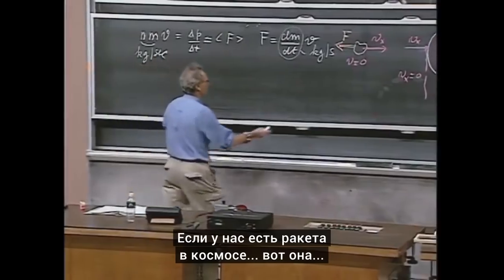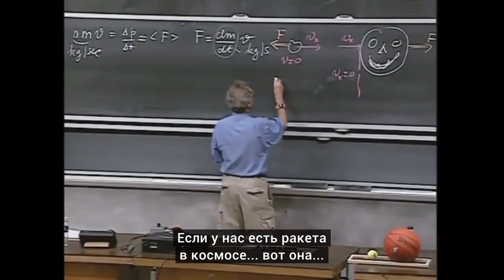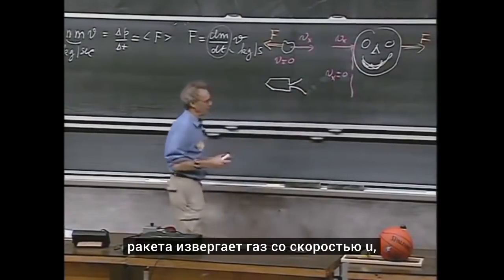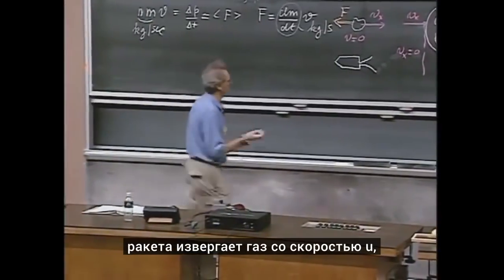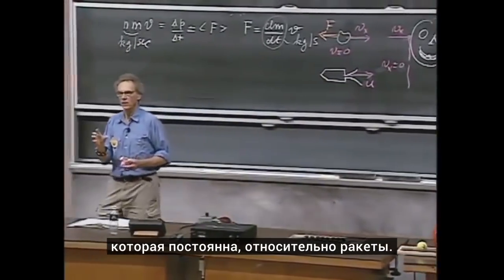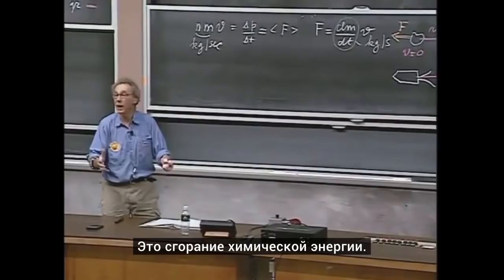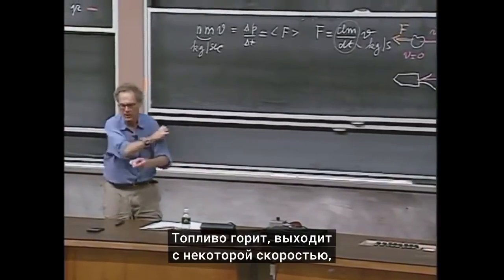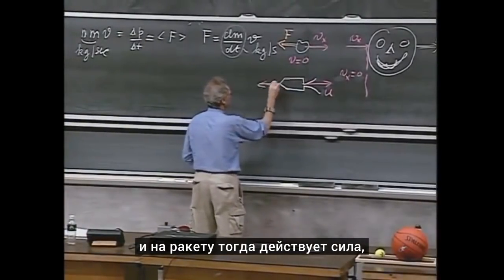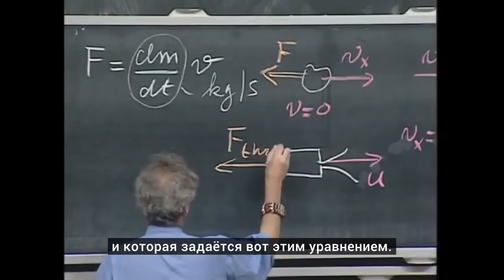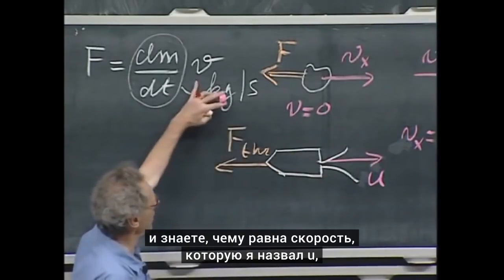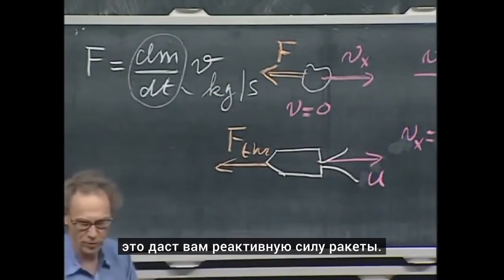So if we have a rocket in space, here's the rocket. And the rocket is spewing out gas with a velocity u, which is fixed relative to the rocket. It's a burning of chemical energy. Chemicals are burned, it comes out with a certain speed, and the rocket will then experience a force, which we call the thrust, and that is given by this equation. If you know how many kilograms per second are spewed out, and you know what the velocity is, which I've called u here, this will tell you what the thrust is of that rocket.